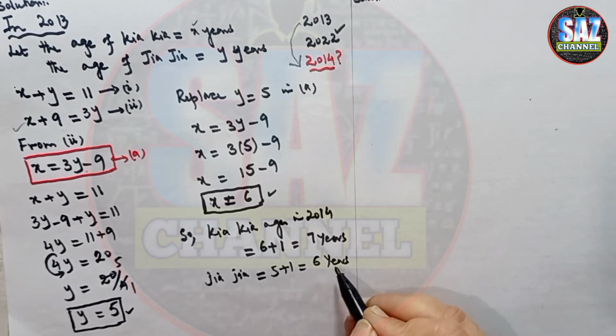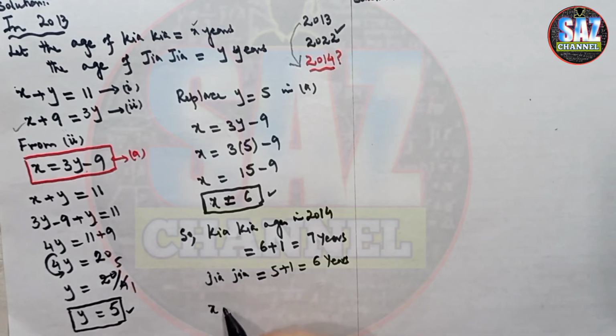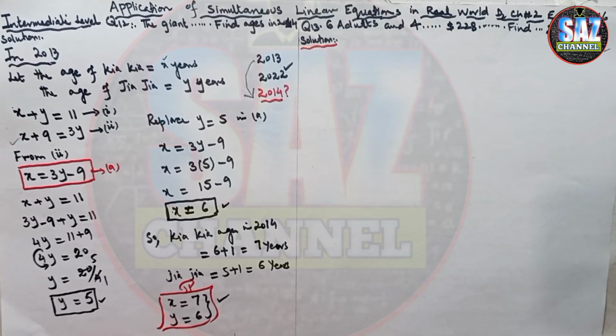I hope you are clear about this problem. So the value of x is 7 and the value of y is 6, but in 2014. This is the answer for 2014. I hope you are clear about this problem. And let's move to question number 13.